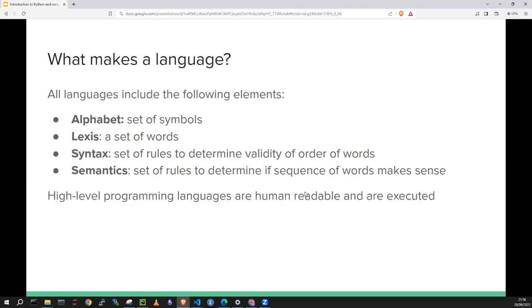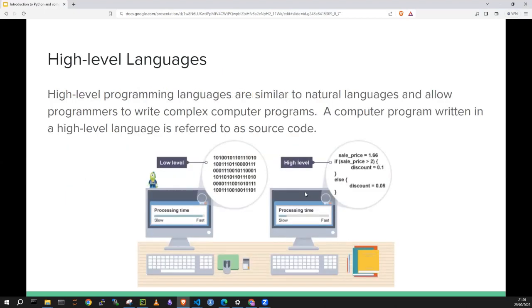Now, we're going to be talking a lot about high-level programming languages. Essentially, they are the languages that are human readable and are executed by the computer. Like I said earlier, computers can only understand machine code. They can't understand English. So high-level programming languages are similar to natural languages and allow programmers to write complex computer programs. Remember, programming languages are a way for us to communicate with the computer, so we want it to solve specific tasks.